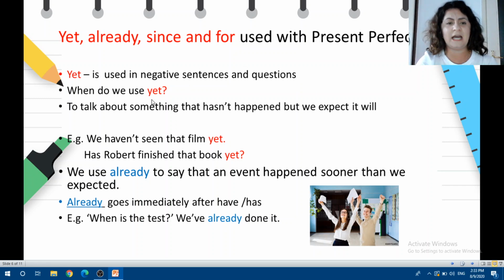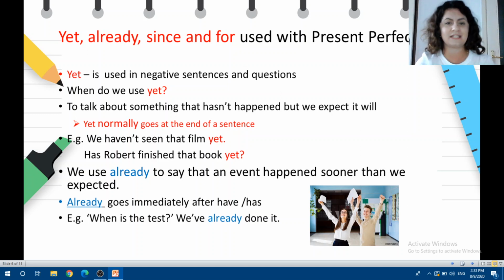When do we use yet? We use yet to talk about something that hasn't happened, but we expect it will. Do you know which position yet takes in a sentence? Yes, you're right. Yet normally goes at the end of a sentence.